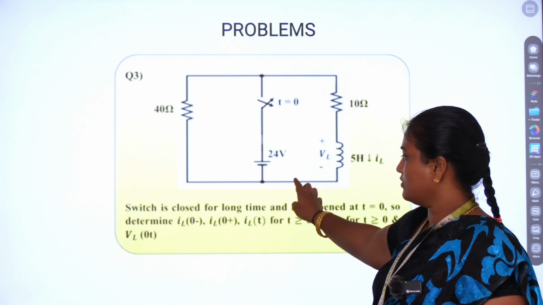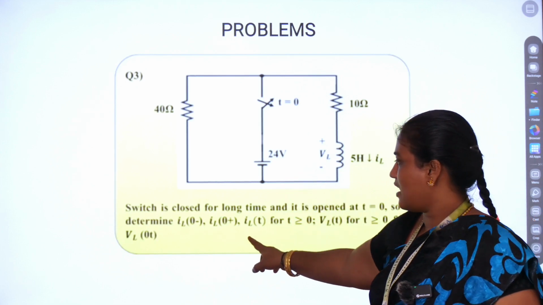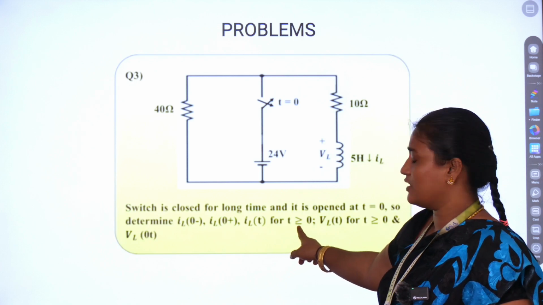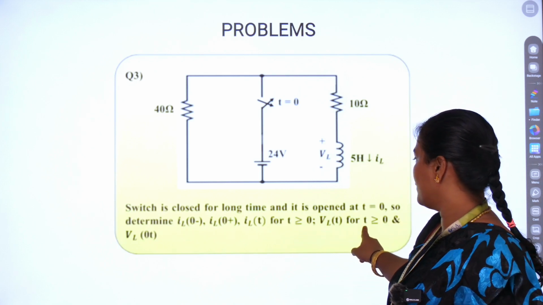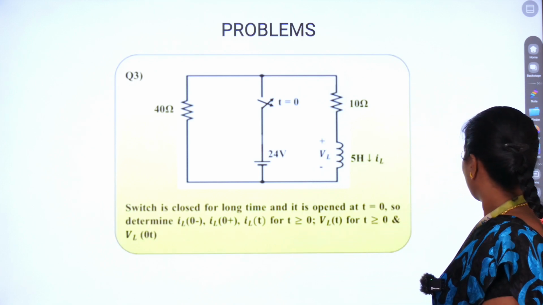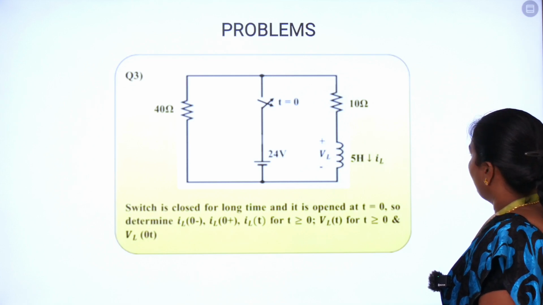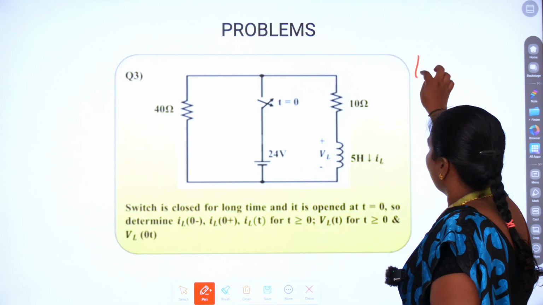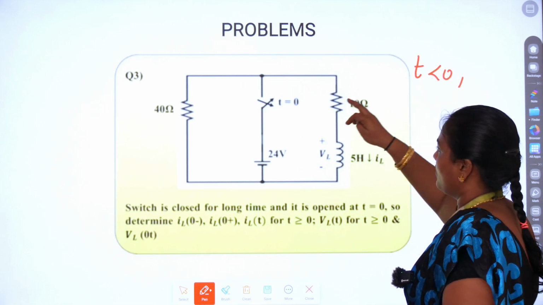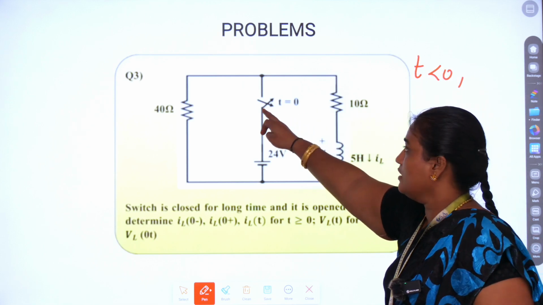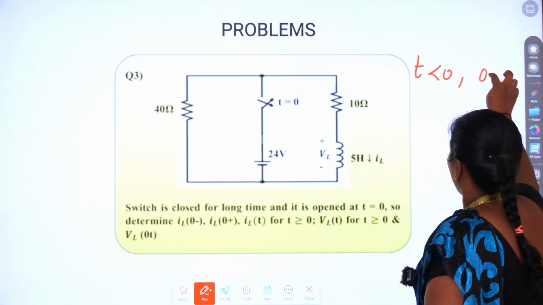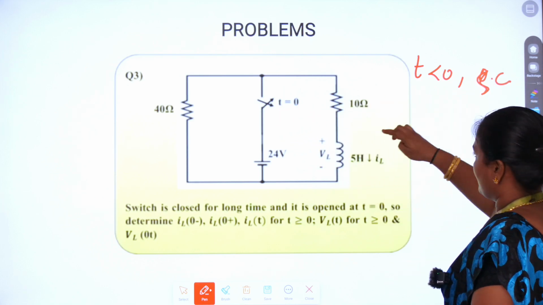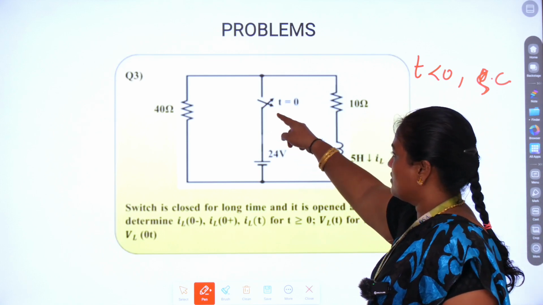Here is a voltage source, and in a similar way the question asks for IL of 0 minus, IL of 0 plus, IL of t for t greater than or equal to 0, and VL of t for t greater than or equal to 0. Before I enter into the sum, we have to know about 3 conditions. First, t less than 0: what happens to the circuit, what happens to the switch? The switch remains in short circuit.